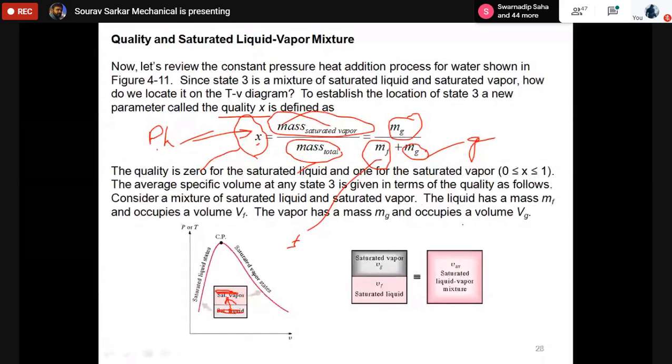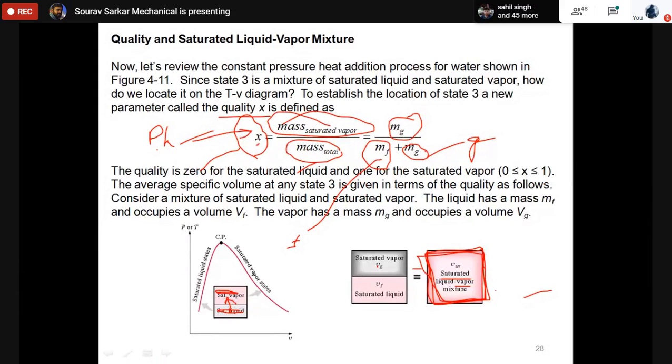So whenever you have a mixture, that mixture can be averaged as a uniform substance. As it is homogeneous, I told you, it is a pure substance. So as it is a pure substance, you can consider this whole thing as a saturated liquid-vapor mixture. You can consider there is some liquid, there is some vapor, and someone is mixing this liquid and vapor simultaneously with a spoon so that it creates a uniform mixture.